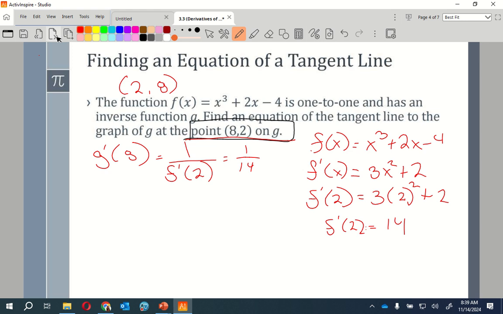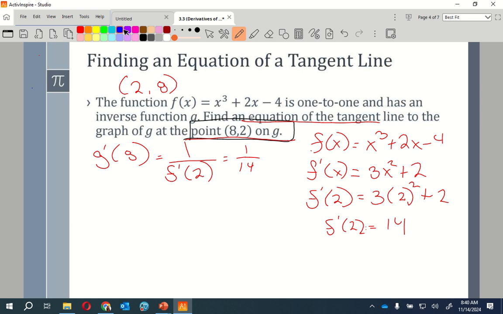The tangent line. Very good. The equation of the tangent line right there. Equation of the tangent line. So the equation of the tangent line, do I have a point? And do I have the slope? Okay, let's plug in a point slope. And is it on the F or is it on the G? It's on the G, right?